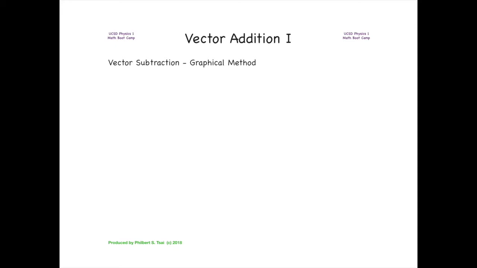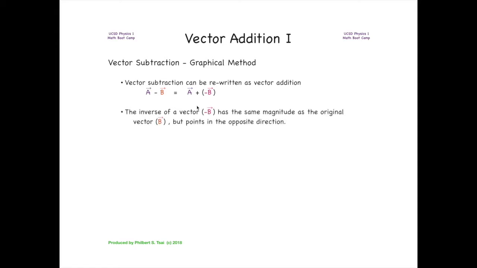Similarly, we can handle vector subtraction as a special case of vector addition. Recall that subtraction can be written as A minus B is the same as A plus the negative of B. This we do in algebra all the time. The same is true for vector addition. To utilize this method, we need to understand what it means to have a negative vector.